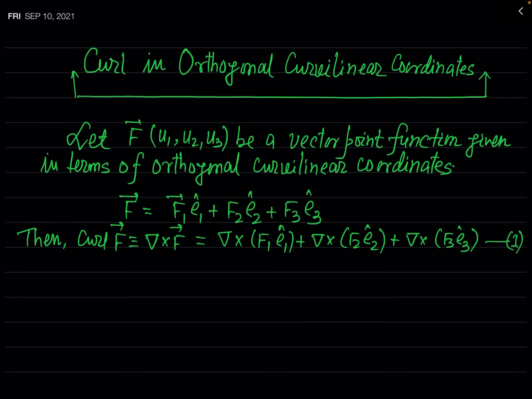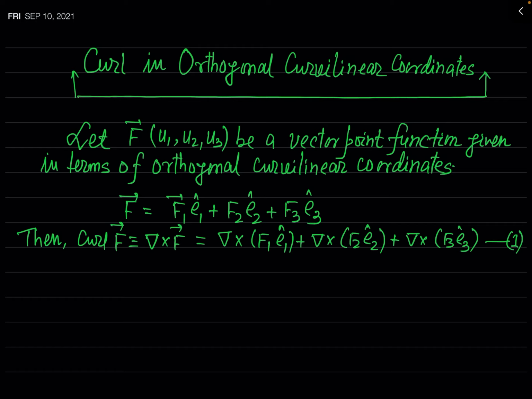In the previous two lectures, you have seen the two vector operations, gradient of a scalar function and divergence of a vector function. Now we will see the curl of a vector function in orthogonal curvilinear coordinate system. Actually, this curl operation is also defined for a vector point function as a divergence is defined for a vector point function. But there is a difference.